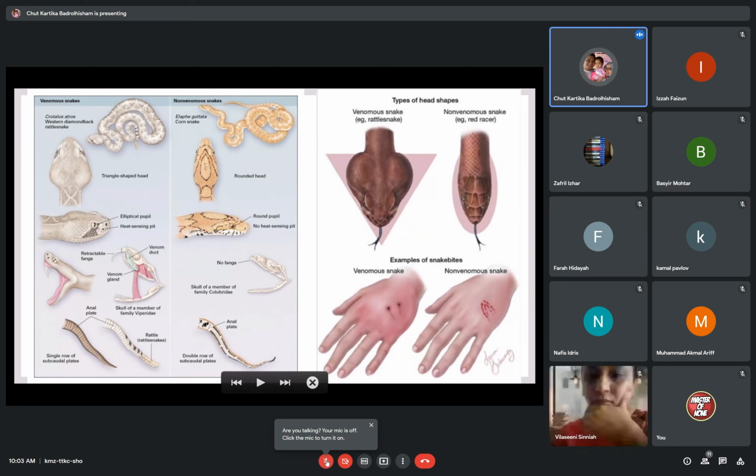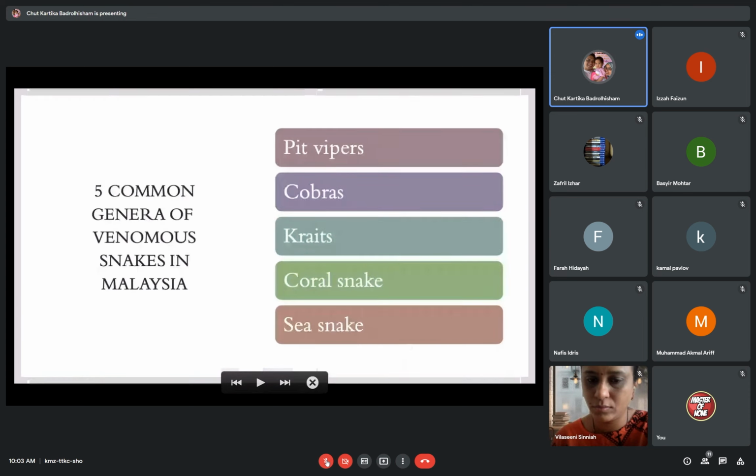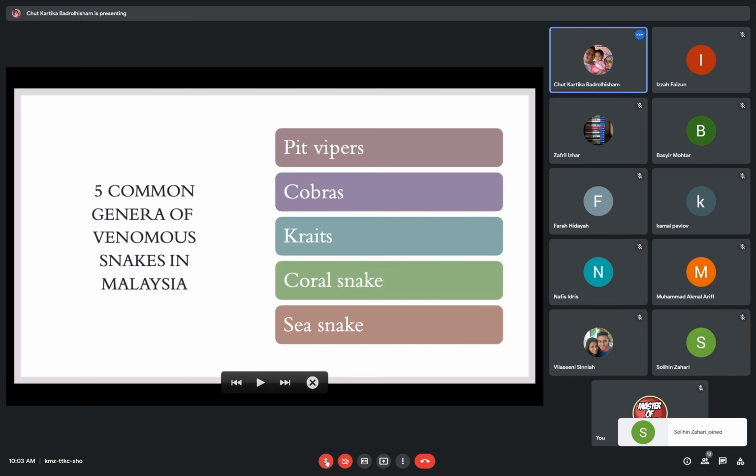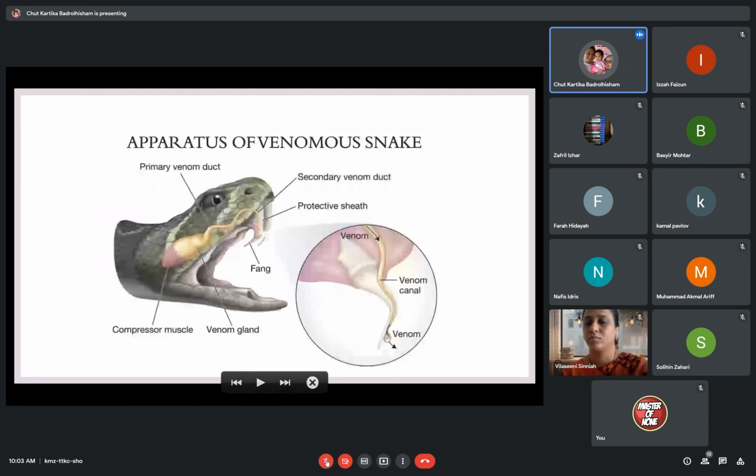Okay, 5 common genera of venomous snakes in Malaysia include pit vipers, cobras, kraits, coral snake, and also sea snake. These are the apparatus of the venomous snake. Just for information, the apparatus of venomous snakes include the compressor muscle at the back, venom gland, then venom duct, primary, secondary, and then they come out at the venom canal, where the venom comes out.